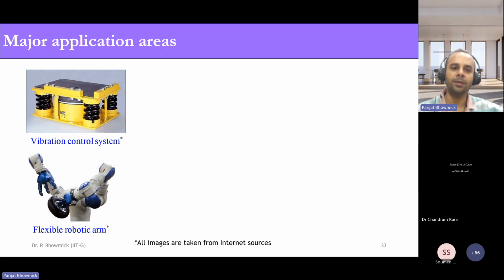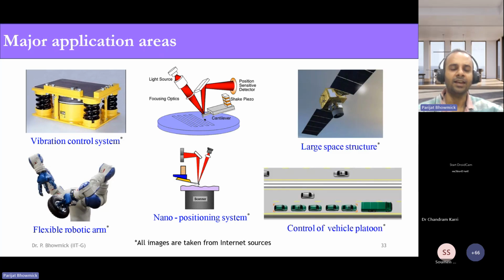Okay. The major application areas, as I just said, start with vibration control, but it is not restricted to vibration control. There are in fact many. I have shown here only 5 specific applications, starting from flexible robotic arms, nano-positioning systems, large space structures, and control of vehicle platoons.